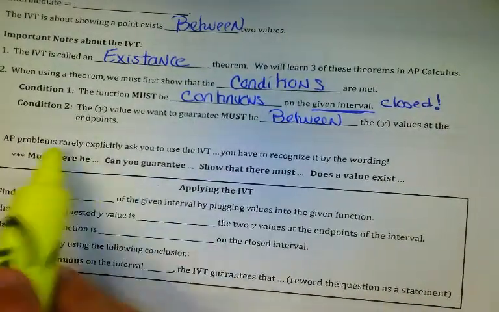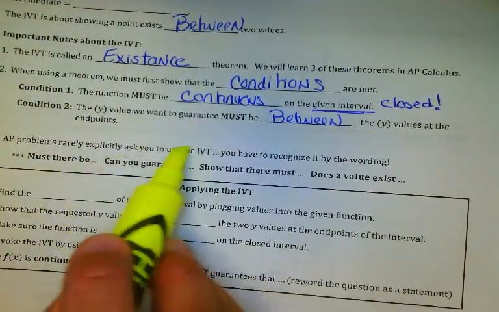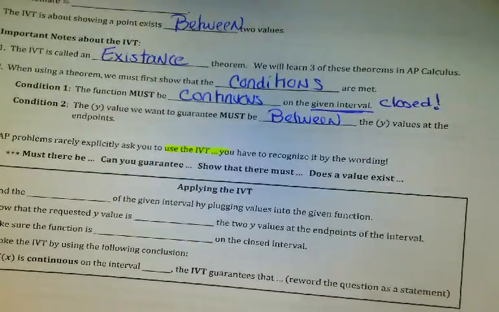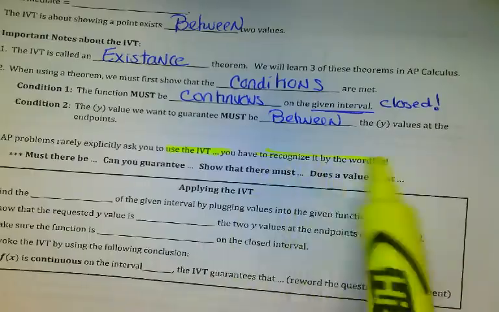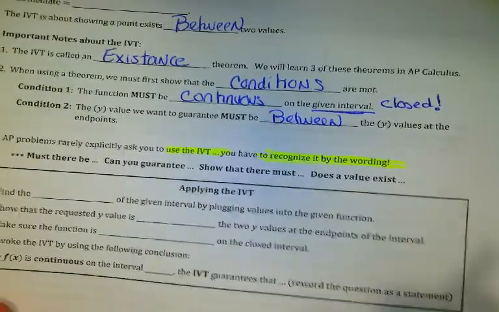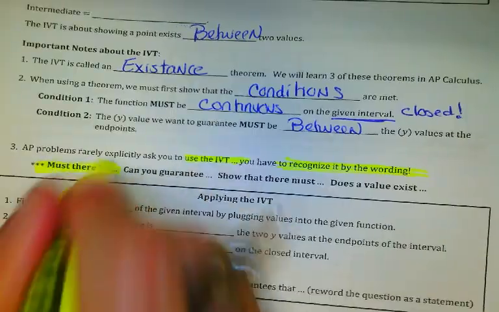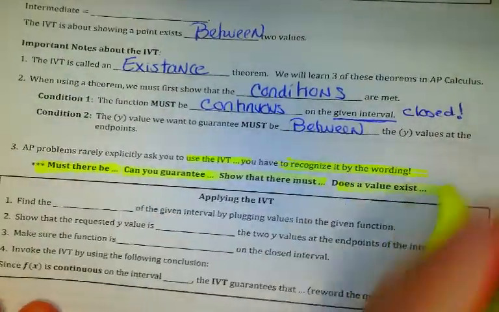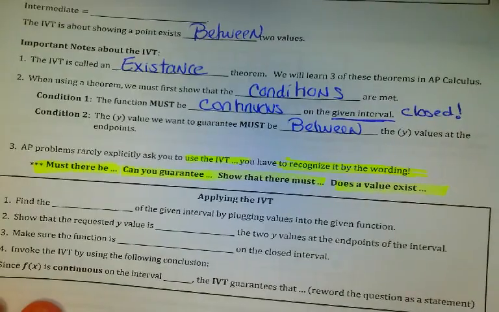AP problems, and this is good to note, rarely explicitly say use the IVT. They're not going to knock on the door and say it's time to use the IVT. You have to recognize the wording of it. It's really important that you recognize the wording. And here are the words that give it away: must there be, can you guarantee, show these must be met, and does a value exist? All of those imply we're going to use the IVT.